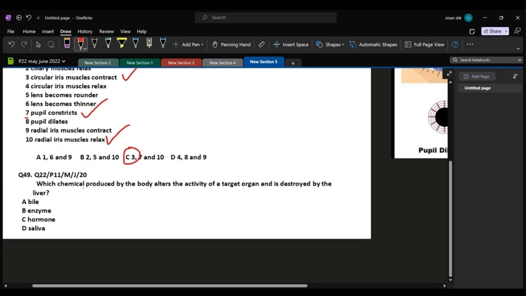Question 49. Which chemical produced by the body alters the activity of a target organ and is destroyed by the liver?